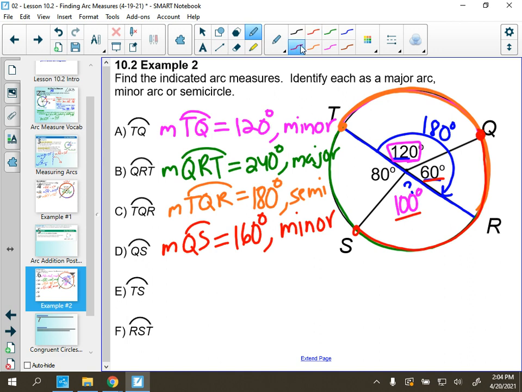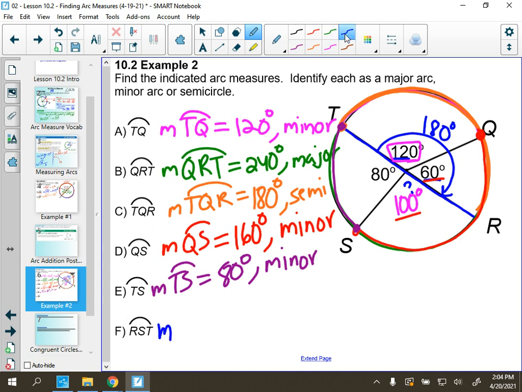How about purple and blue? Measure of arc TS equals, start at T. I know it's going to be less than 180, so from T to S is 80 degrees. That's another minor arc. And last but not least, what do we say blue we were going to go with?